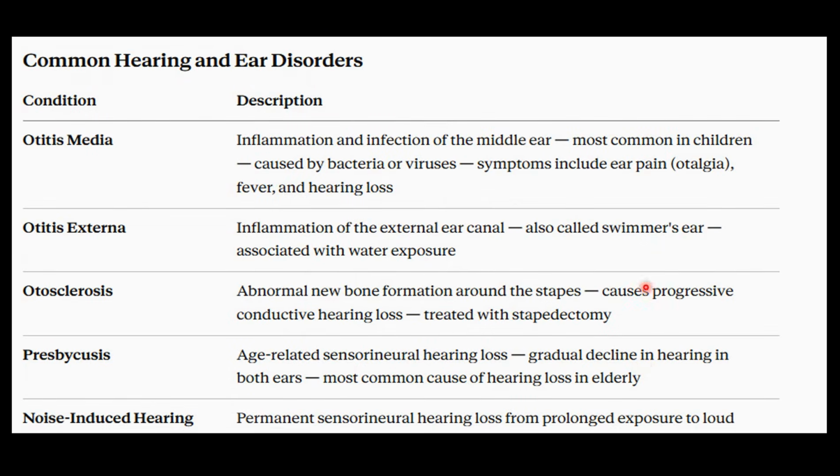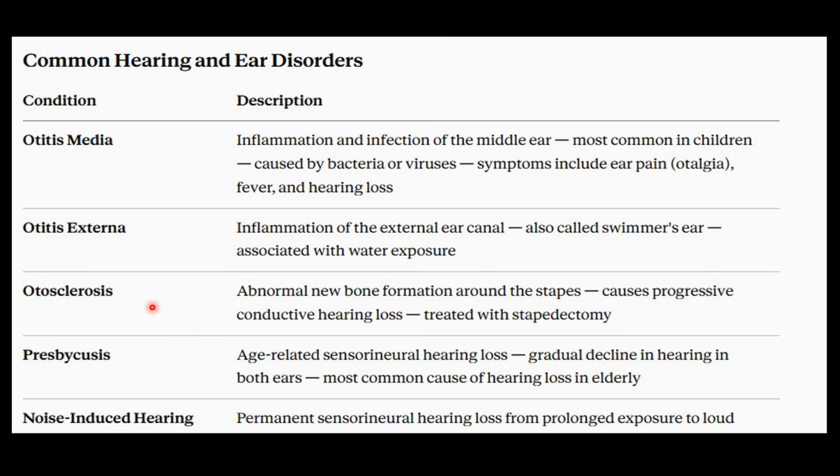These are some common hearing or ear disorders that you will see while documenting the codes. The first condition is otitis media, which is inflammation and infection of the middle ear, most common in children, caused by bacteria or viruses. Symptoms include ear pain, otalgia, fever, or hearing loss. Second is otitis externa, which is inflammation of the external ear canal, also called swimmer's ear, because it is associated with water exposure.